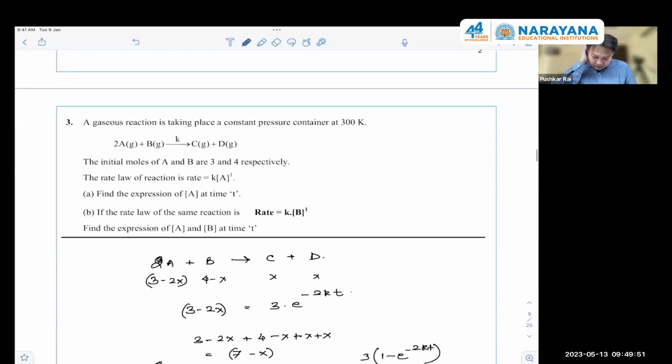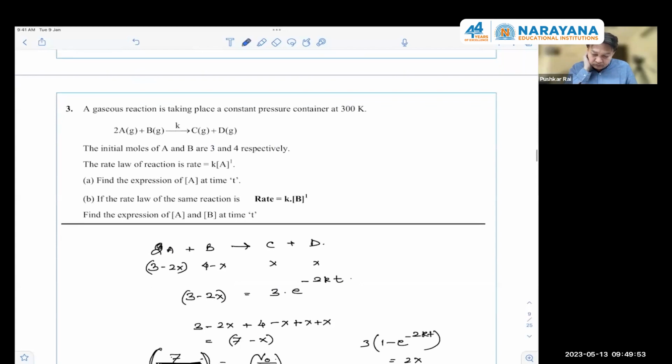Let me check the question. So see what is happening. 2A plus B is giving you C plus D. So what do you think? As this reaction will progress, the volume will decrease or increase? Volume is going to decrease. So if volume is going to decrease, what will be the impact on the final concentration of A?